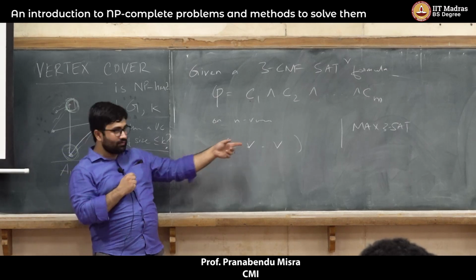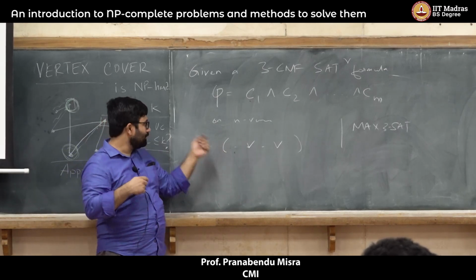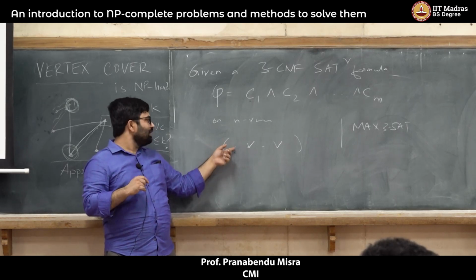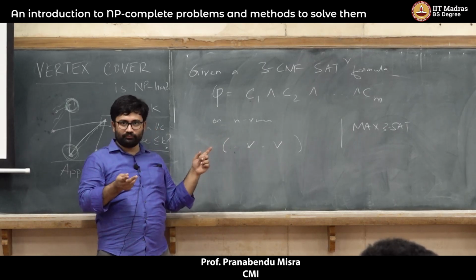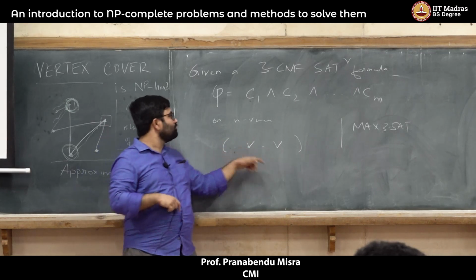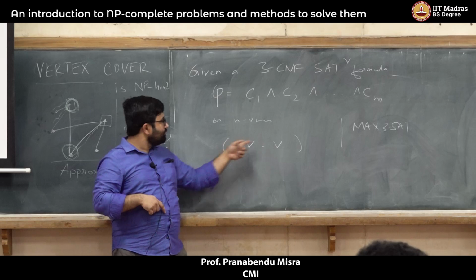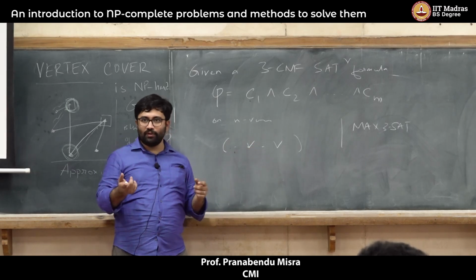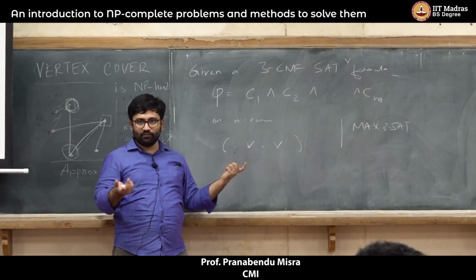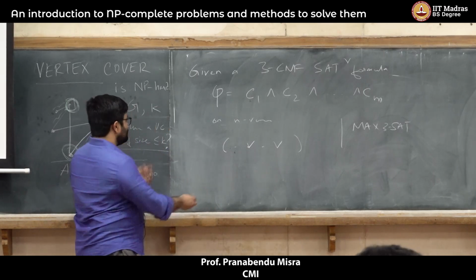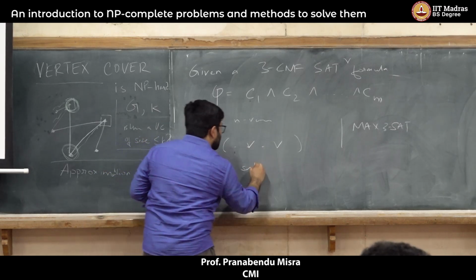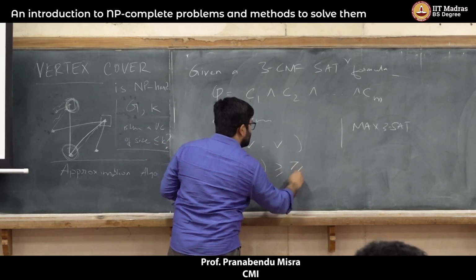When at least one of the literals is true, right? Each literal can be true or false with probability half, and there are 3 of them. So the probability that this clause is not satisfied is when all of them are false, which happens with probability 1 over 8. So the probability that it is satisfied is at least 7 over 8. So the probability some Ci is satisfied is at least 7 by 8.